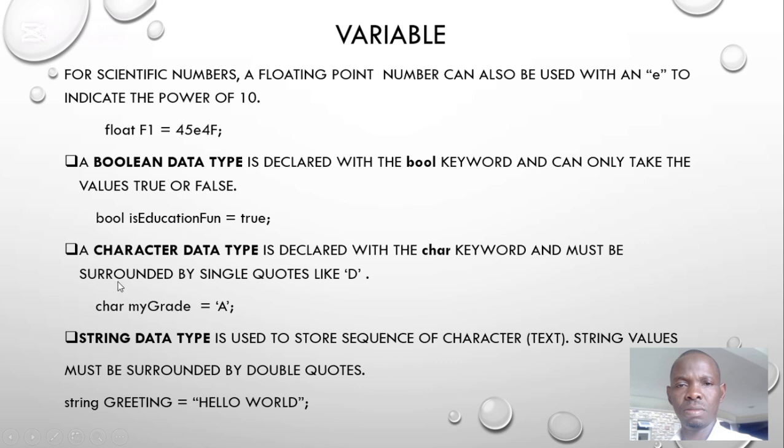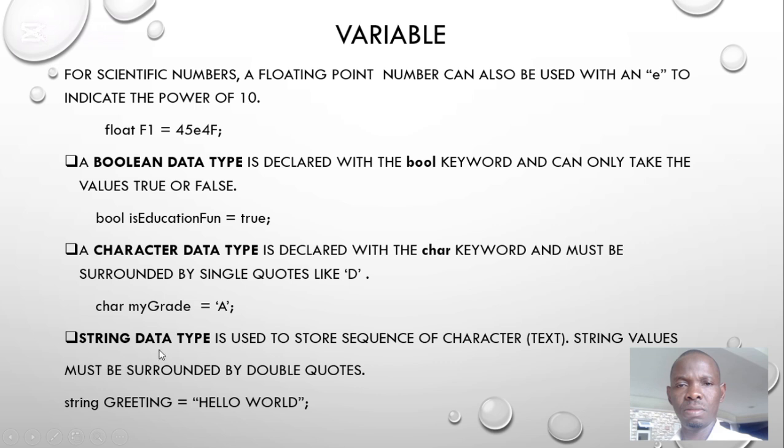Then also we have a character data type. A character data type is declared with the char keyword and must be surrounded by single quotes. For example, this is a variable value A enclosed with single quotes, and we assign this variable value to this variable name of type character.